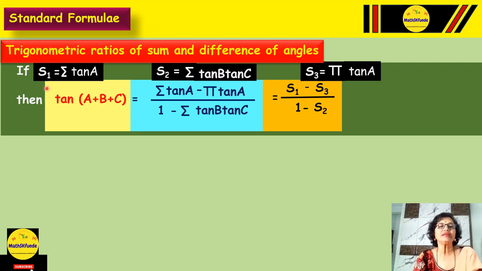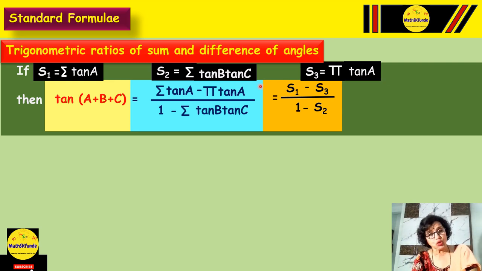Now understand one thing, term by term we would discuss this. This is S1 equal to sigma tan A. Now sigma tan A means tan A plus tan B plus tan C. This was there in our formula. S2 I'm writing for sigma tan B tan C. And S3 I'm writing for product tan A. Product tan A is known to you. That is tan A tan B tan C.